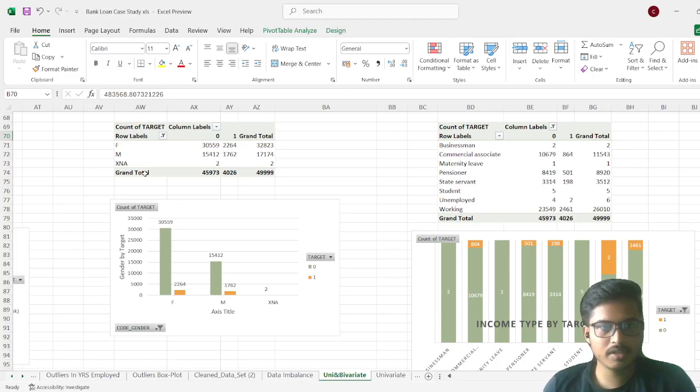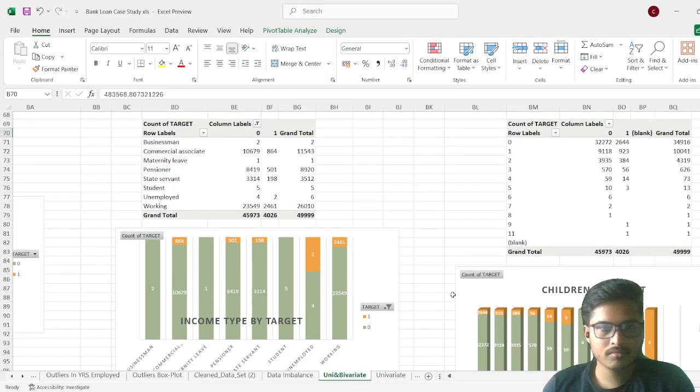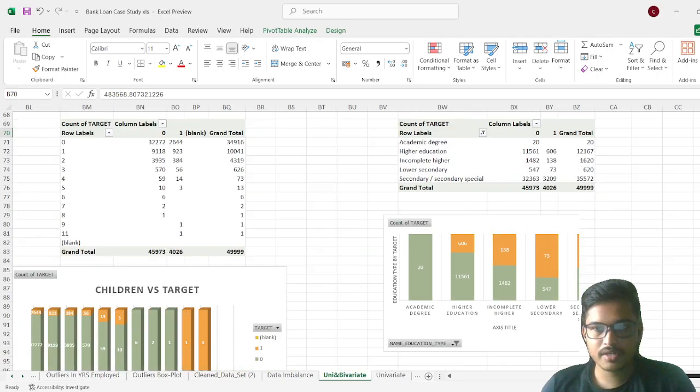We have done the same thing here for the gender type. Again, we do not need to hover over because we had already added the data labels here. These are the income type by the target, the children versus target, and the name of education type, or the education type versus target. So this was all about our task number 4.